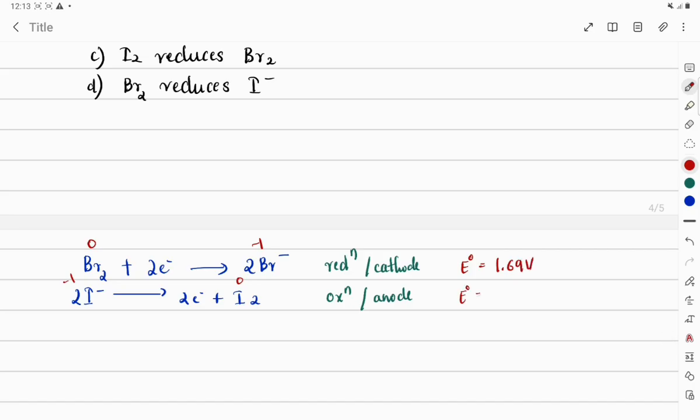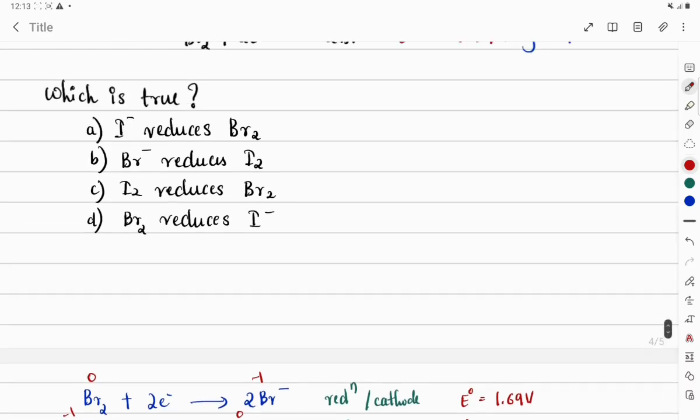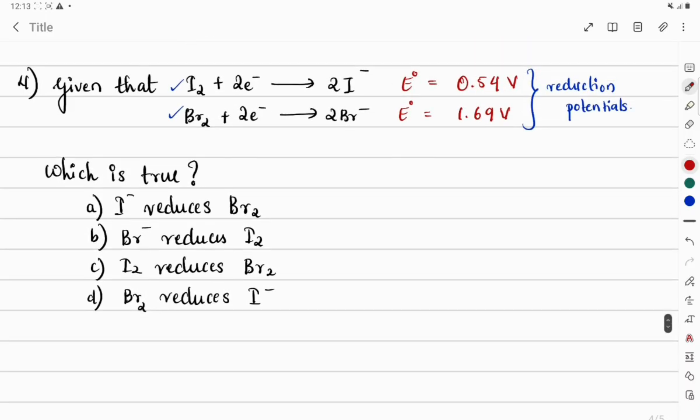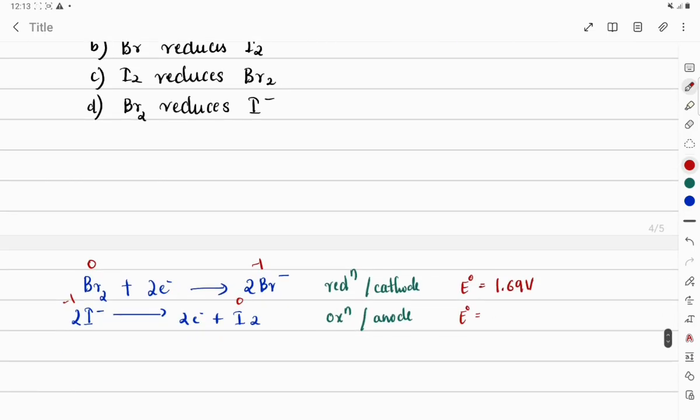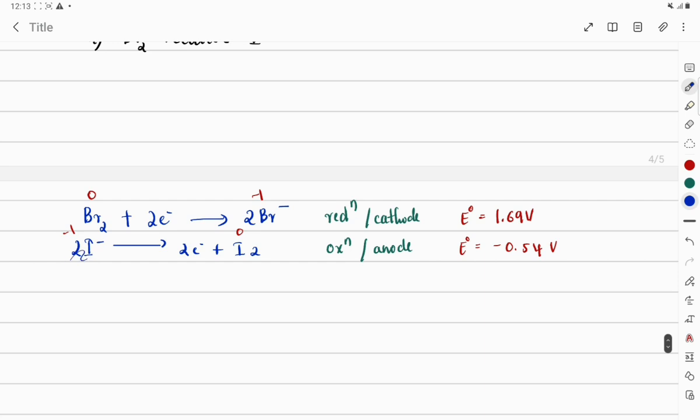But E0 for iodine, for this particular reaction, since we have reversed the reaction, we have to reverse the value of E0. Just put a negative sign, minus 0.54 volt. That is the electrode potential for this particular reaction. Now we can write the overall reaction for the cell.